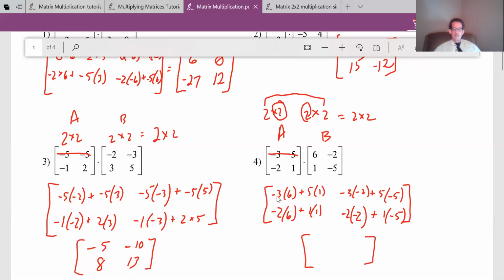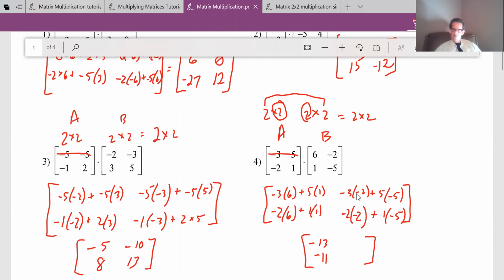So I have negative 3 times 6. I know that's negative 18, plus 5. So negative 18 plus 5 is going to be negative 13 for that top left number. Then the number that's right below it, negative 2 times 6 is negative 12 plus 1. Negative 12 plus 1 is negative 11 right beneath it.